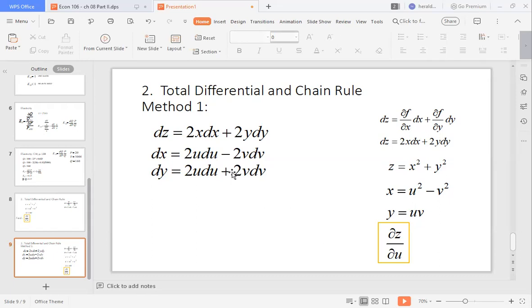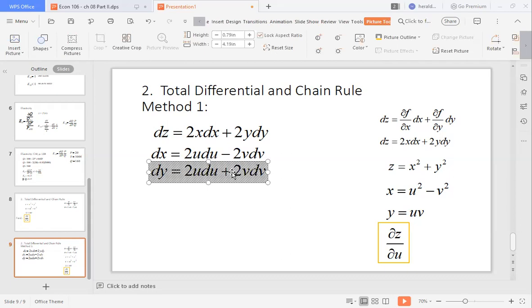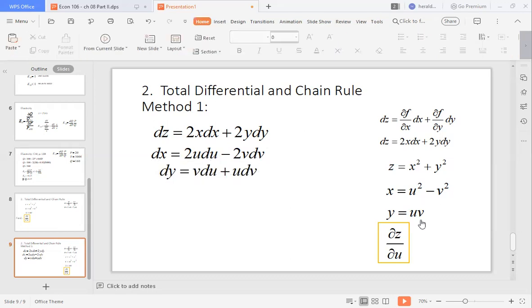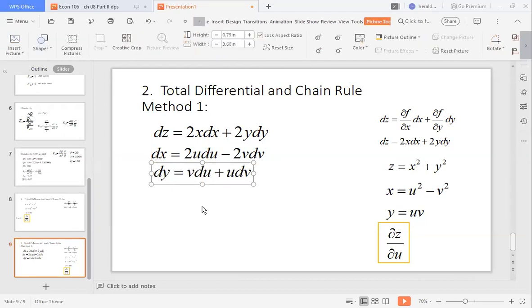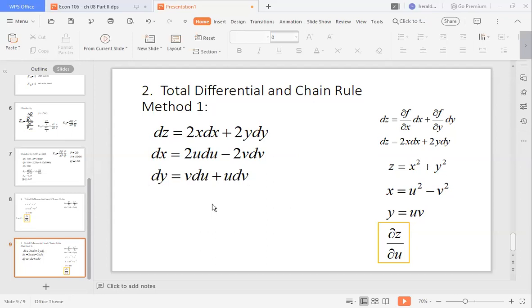So let's proceed to dy. So dy would be equal to v du, and this is the positive, so that's v du plus u dv. Okay, I think that's correct. So for method 1, to get partial z partial u, you need to first get all the total differentials of z, x, and y, and that's how we arrive at those numbers.